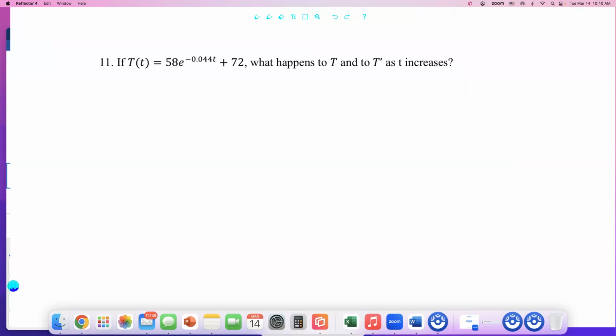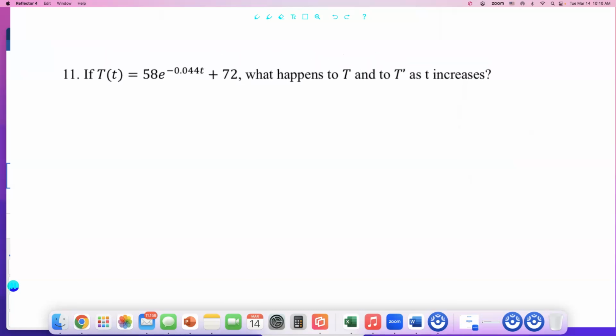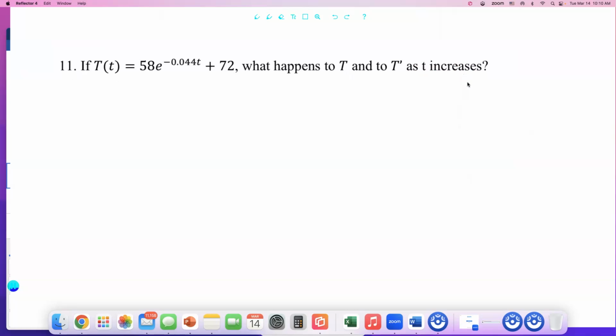If big T of t is 58 times e raised to the negative 0.044t plus 72, what happens to T and to T prime as little t increases? Well, let's see. Because you see this is two parts, right? I'm going to talk about the big T first. What happens to big T, not big T prime, okay?